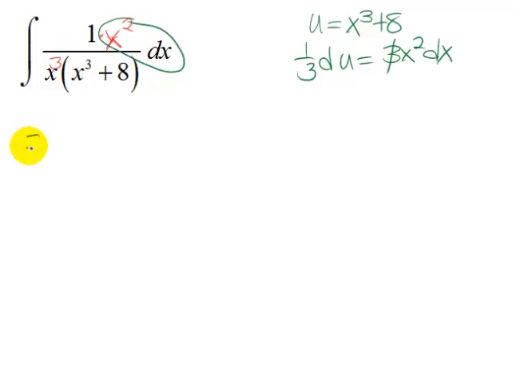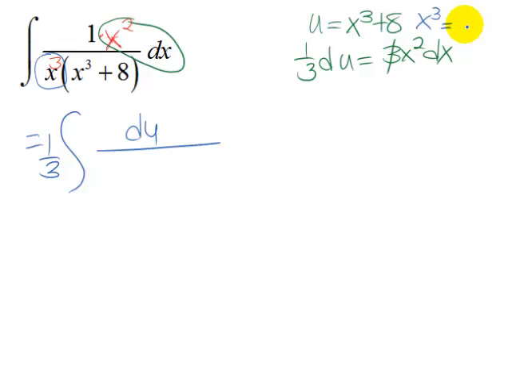Now let's express this in terms of u, so I can replace the x squared dx with 1/3 du. So there's my 1/3, and I'll just put the du right there. But now I have an x cubed right here. Well, I can easily find out what x cubed equals by solving this for x cubed. So it's going to be u minus 8. So I can put u minus 8 there, and then here was the thing that I had called u. So now we're ready to look at the integral table.